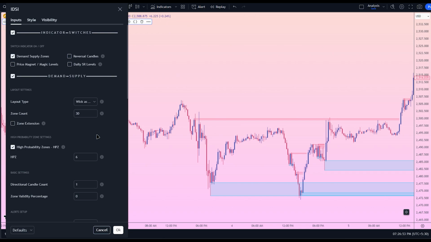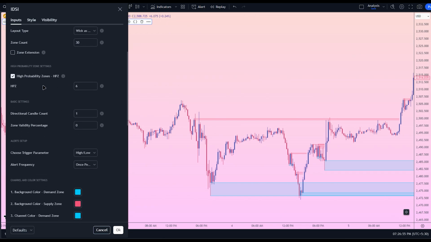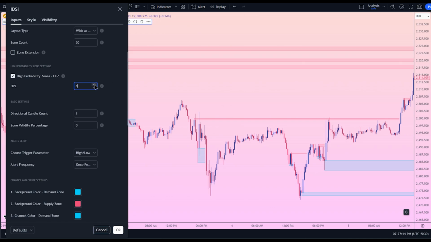Now let's move on to the high probability zone settings. High probability zones are areas where the price has a higher chance of reacting. This setting measures the strength at which the price reacted from a specific level, and by default, the strength level is set to 6. If you increase this to 7 or 8, you'll notice that fewer zones appear on the chart. This is because fewer zones meet the strength breakout criteria as you raise the number.